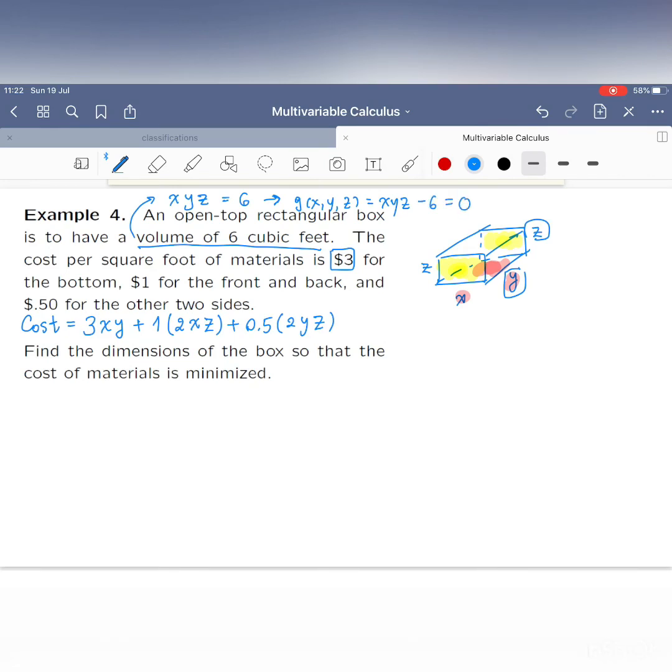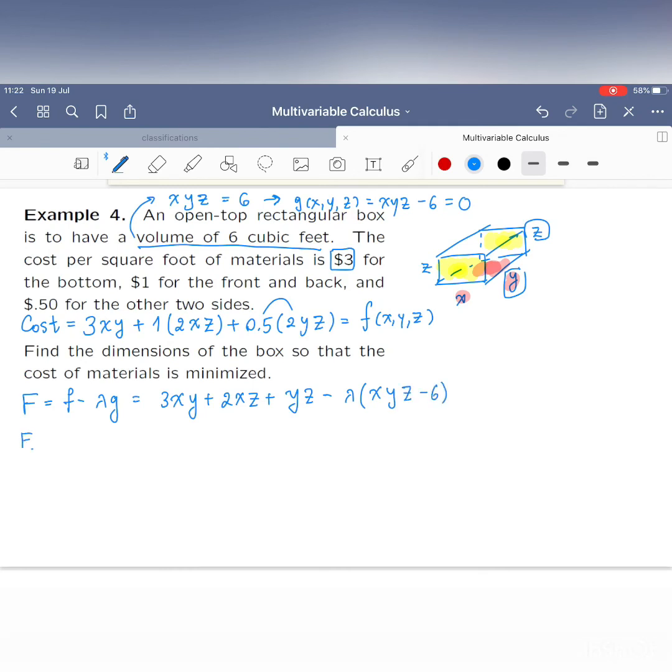So this one can be regarded as the small f. If you want to use the Lagrange multiplier, you need to construct the capital F, which is small f minus lambda g. So your small f is this one, 2xz, and this is 1, right, yz. Minus lambda of xyz minus 6.